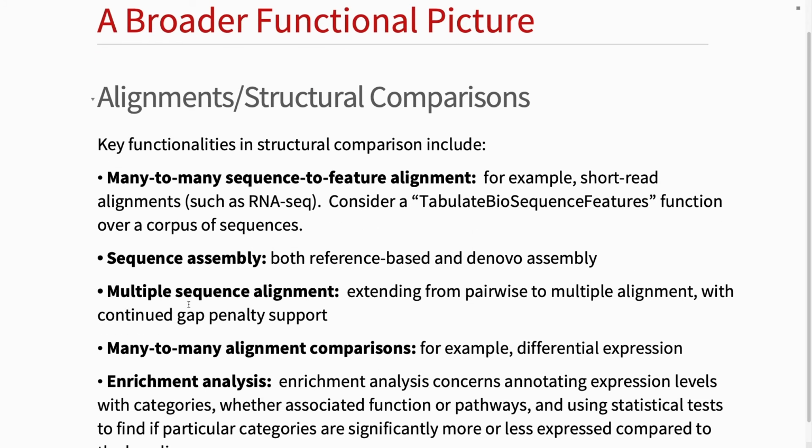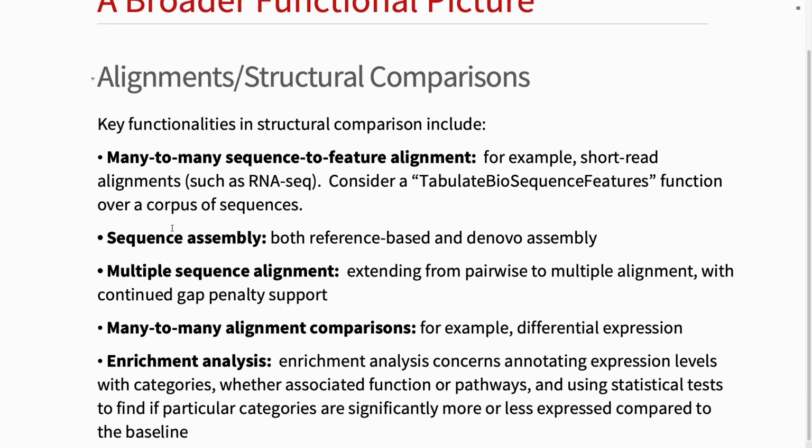We're also looking at improvements to alignments and structural comparisons. The many-to-many feature-to-sequence alignment is very popular when doing RNA sequencing, taking TabulateBioSequenceFeatures, where we have many different sequences coming in, and putting them together. That's closely related to sequence assembly, both where you have some reference that you're going against, and where you're building the assembly on the fly without a reference.